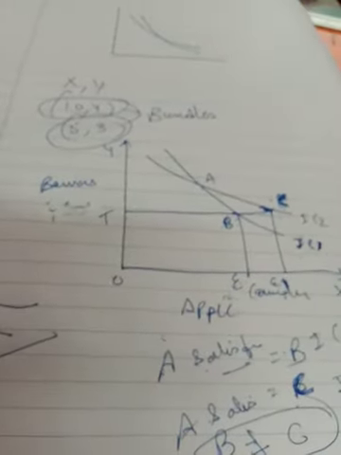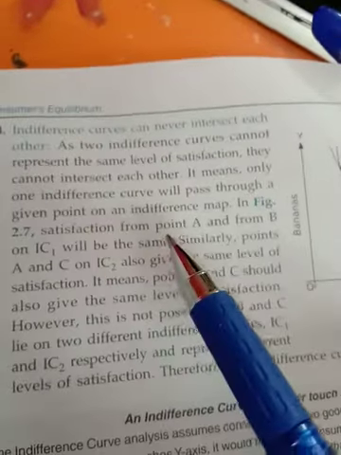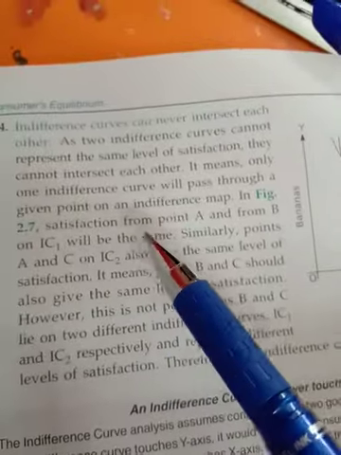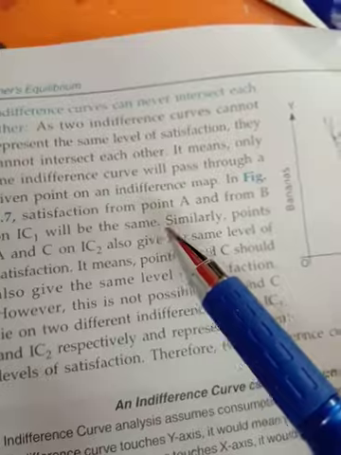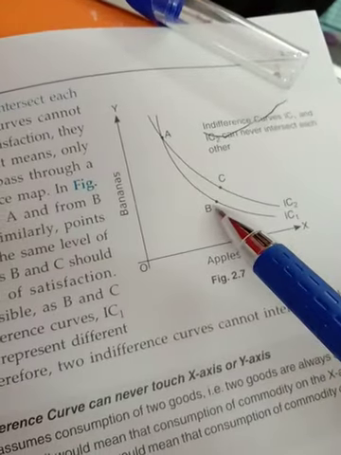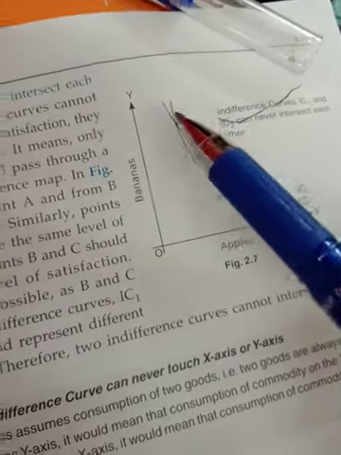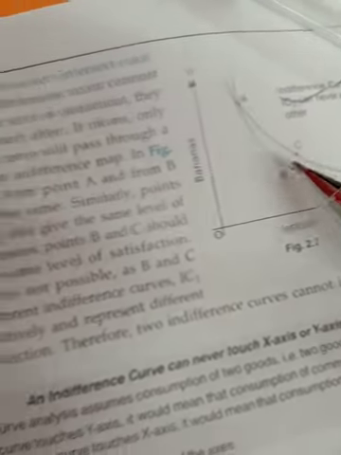Now I am reading this from your points given in your book. What they said is that in figure 2.7, this is the figure they are talking about, satisfaction from point A and from B on IC1 will be the same. यानी कि A और B दोनों पे सेटिस्फैक्शन लेवल सेम है. फिर A और C और IC2 दोनों पे सेटिस्फैक्शन सेम है, लेकिन B और C का सेम नहीं हो सकता, बिकॉज C इज़ हैविंग मोर क्वांटिटी.